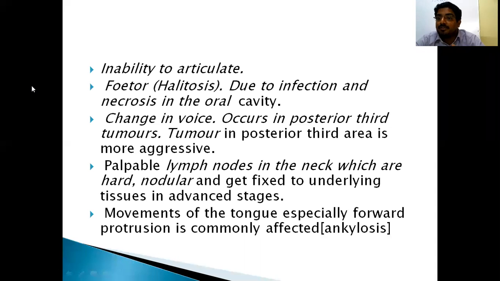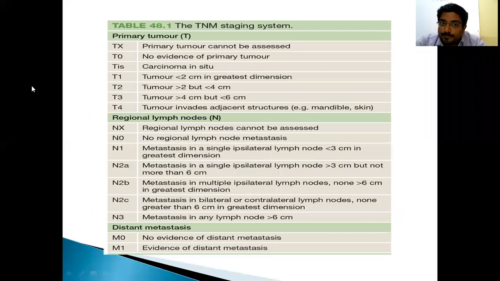Then palpable lymph nodes. These are secondary lymph nodes. In the neck the nodes are hard and fixed to the underlying tissue. First they are mobile and hard; when fixed, it is called an advanced stage. Then movements of the tongue, especially forward protrusion, are commonly affected. This is called ankylosis. See, TNM staging, which we discussed in the last class also: T for tumor, N for nodes, and M for metastasis.